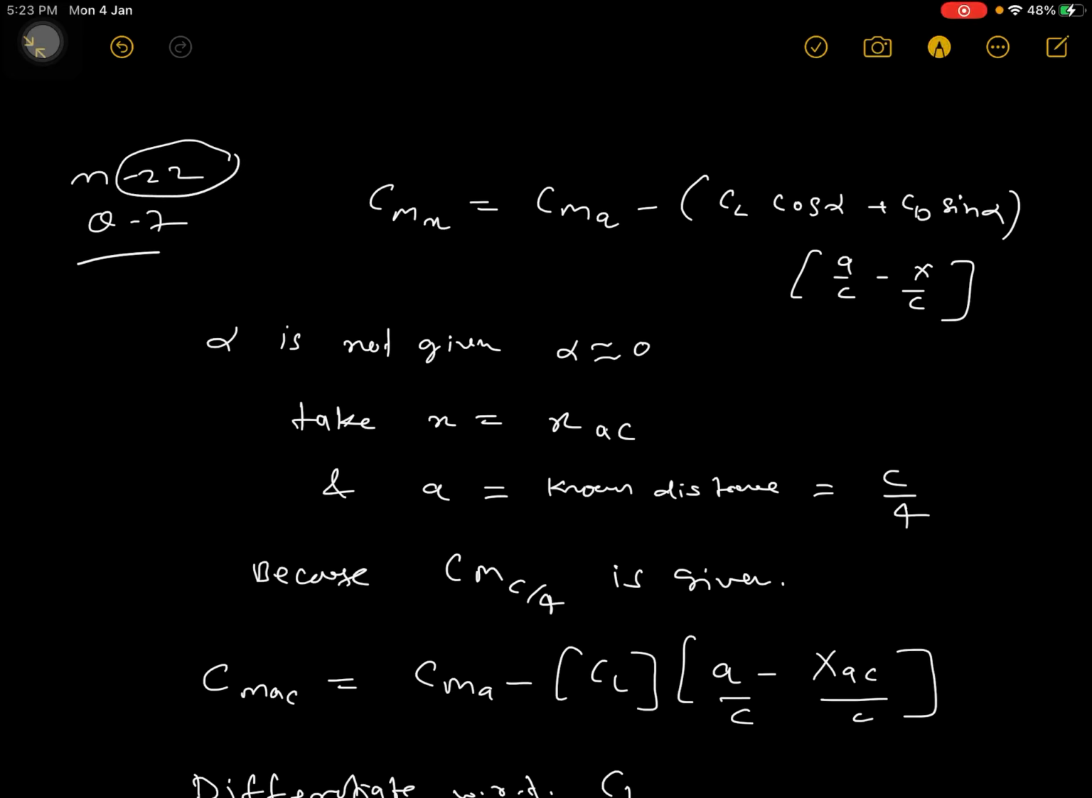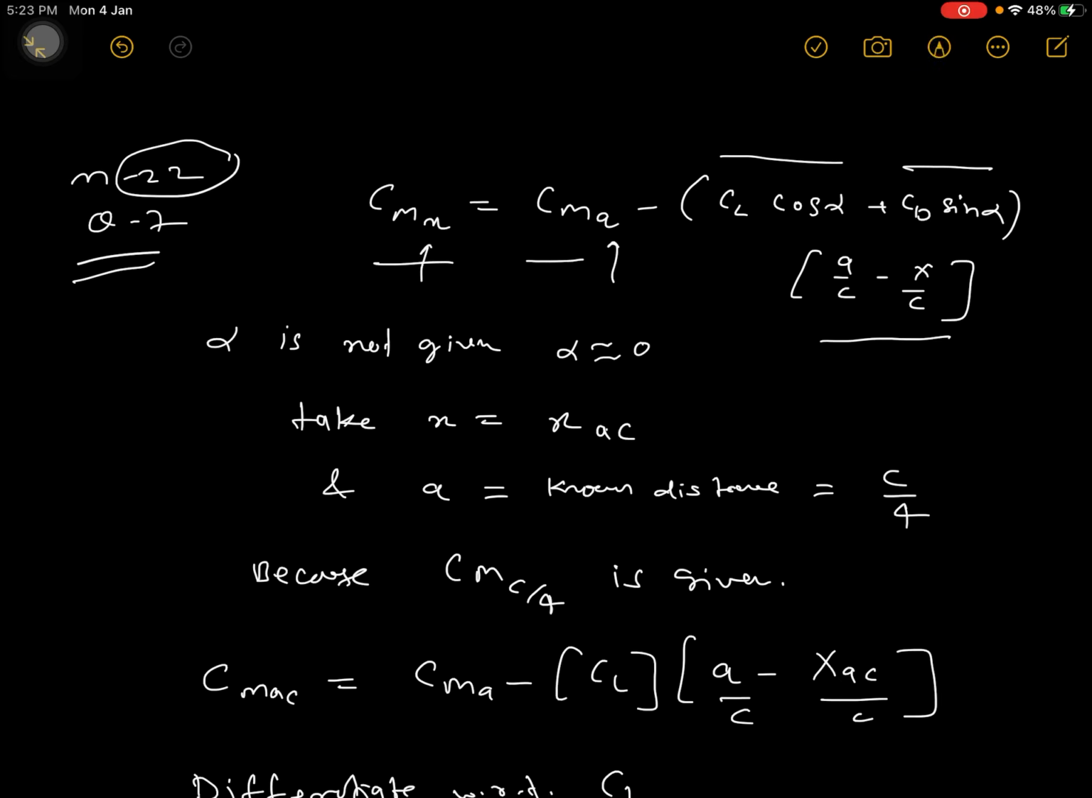Mock 22, question 7, flight mechanics, performance. We know this equation: Cmx is equal to Cma minus Cl cos alpha plus Cd sin alpha, into A by C minus X by C. In this equation we have one known point and one unknown point, right?